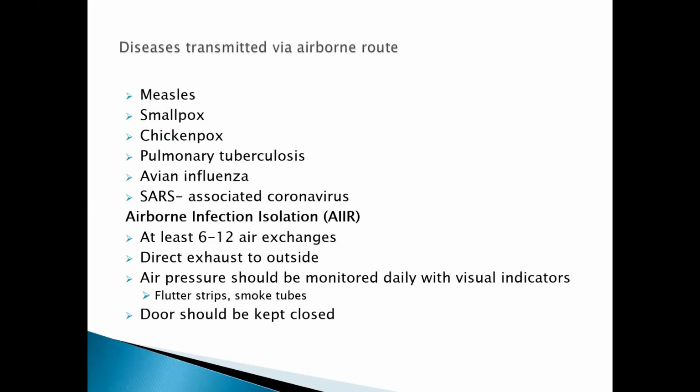I hope measles is something that we're dealing with right now in Washington, which is really affecting us and hitting us pretty hard. Airborne infection isolation. Things that you need with that are at least 6 to 12 air exchanges an hour, direct exhaust to the outside. Air pressure should be monitored daily with visual indicators. Those are things like those flutter strips or the smoke tubes that you can put eyes on, and the door should be kept closed.